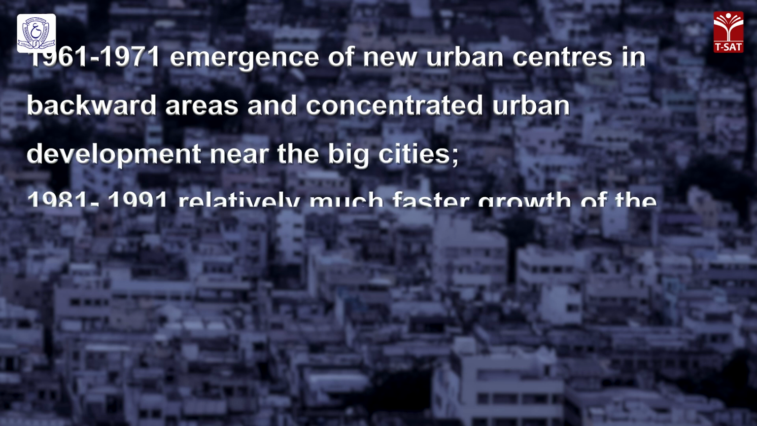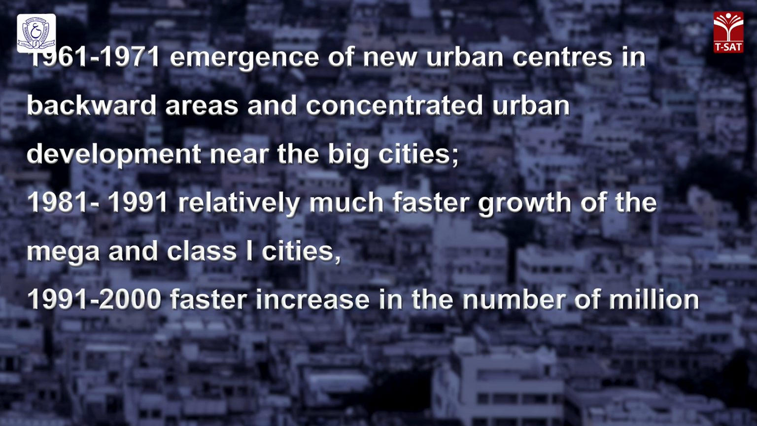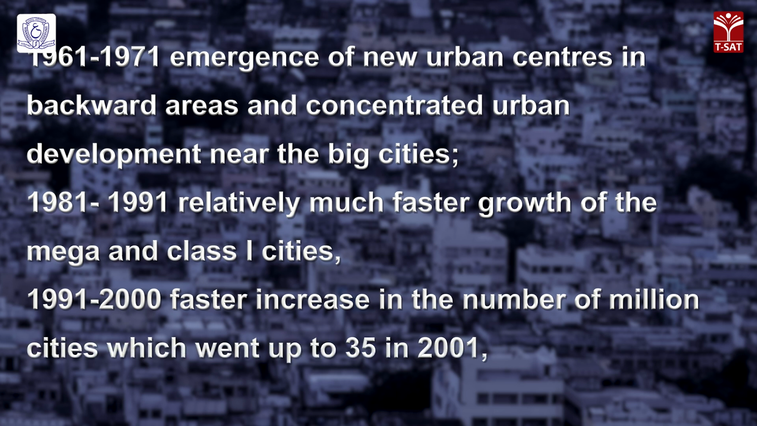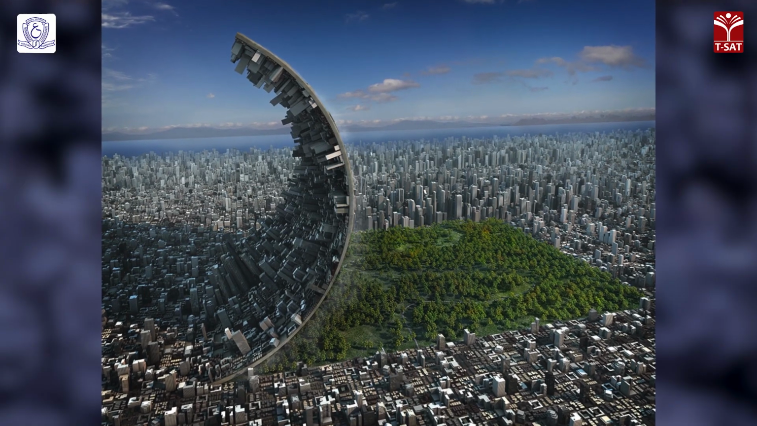During 1981 to 91, relatively much faster growth of the mega and class 1 cities, and during 91 to 2001, faster increase in the number of million plus cities, which went up to 35 in 2001, while it increased to 53 in 2011. The Indian urbanization is of subsistence nature.